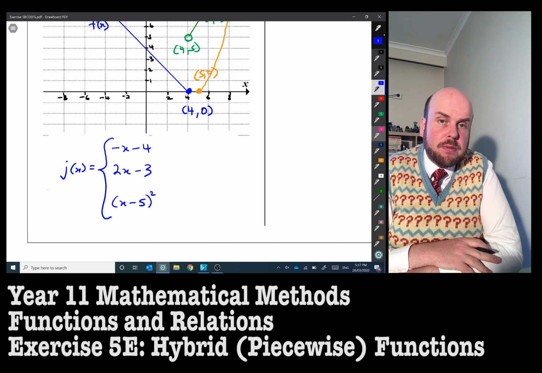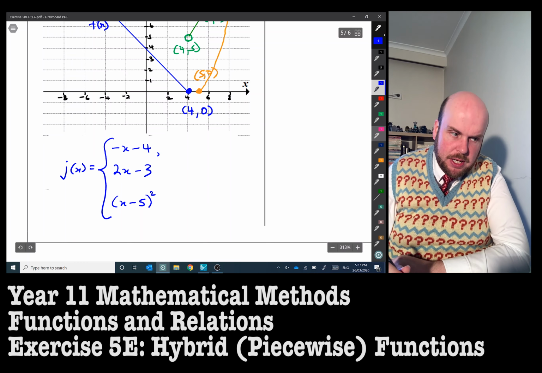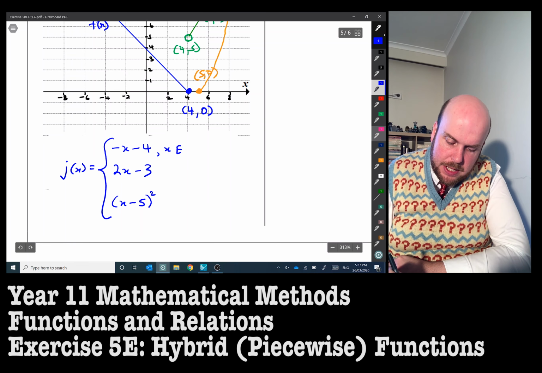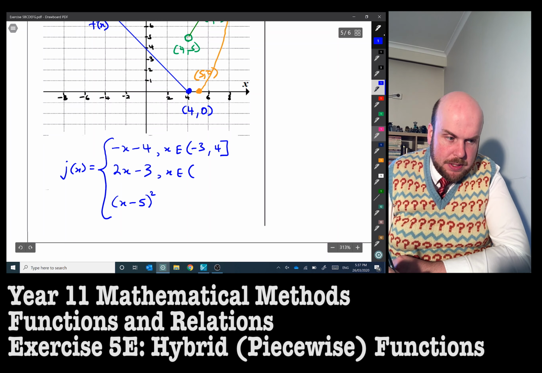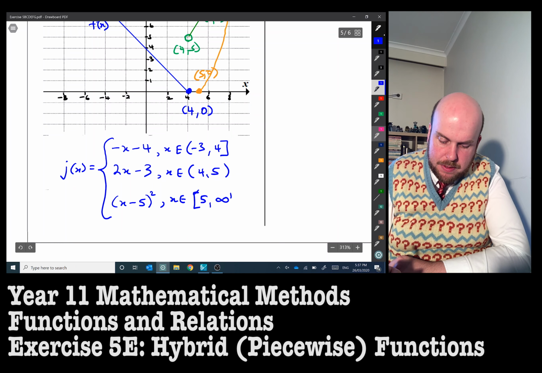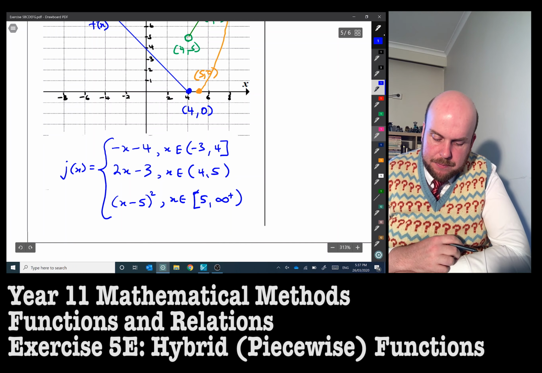And then we simply write what the domains for each are. So x is an element of (negative 3, 4], x is an element of (4, 5], and x is an element of (5, infinity).